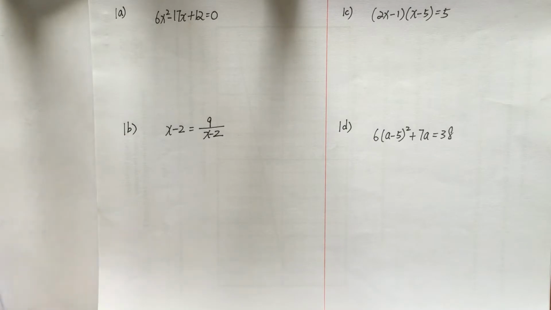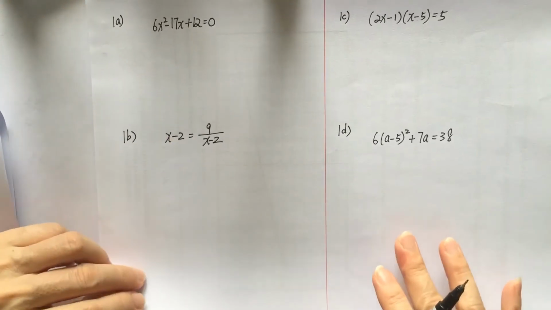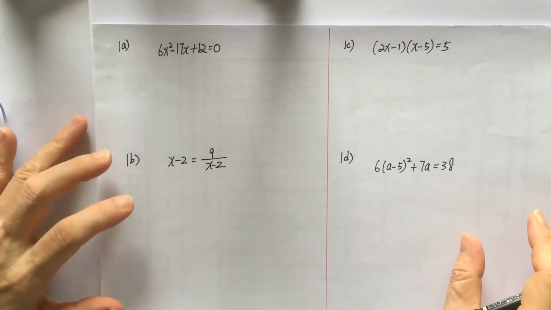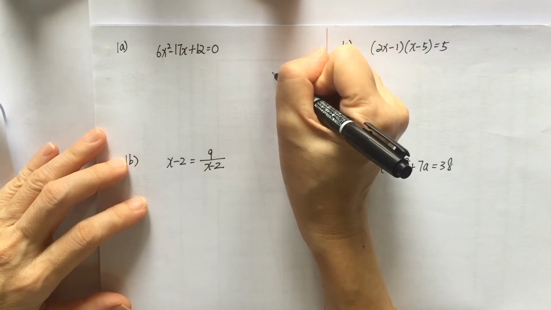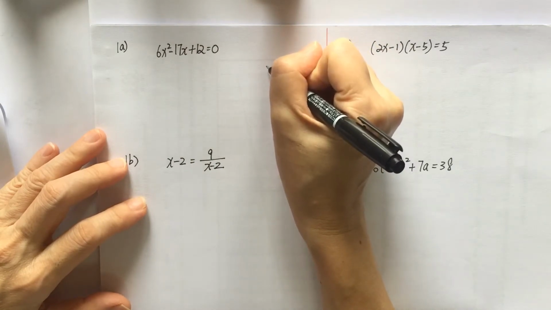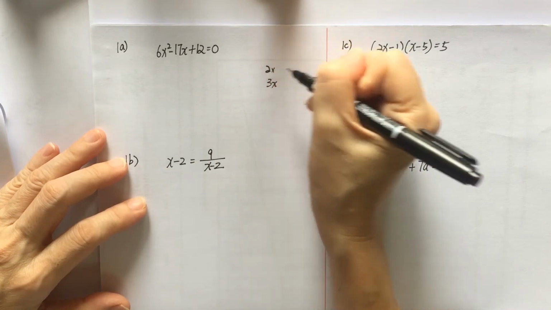Solve the equation for question 1a. Solve the equation. This one looks like it is not a perfect square. It's not any special way, so we just do the cross method. So we put the 6x to be 2x and 3x, so that will be 6x squared.